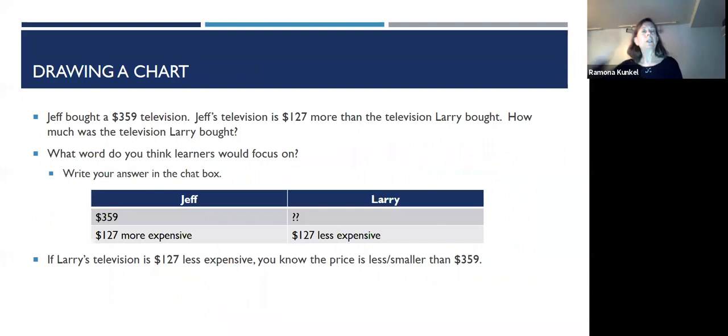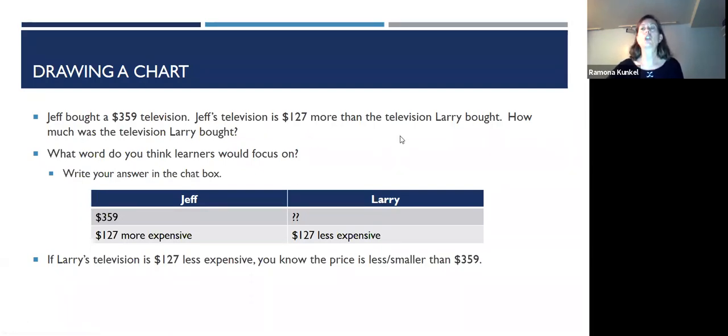Okay, so I'm going to do a couple more: drawing a chart. And this concept came from the Number Power 6 book, which is word problems. It's not the exact problem, but it's the concept. So just drawing a chart. So you have Jeff bought a $349 television. Jeff's television is $127 more than the television that Larry bought. How much was the television Larry bought?